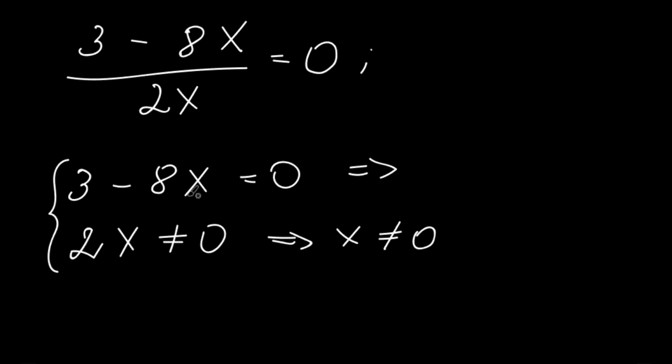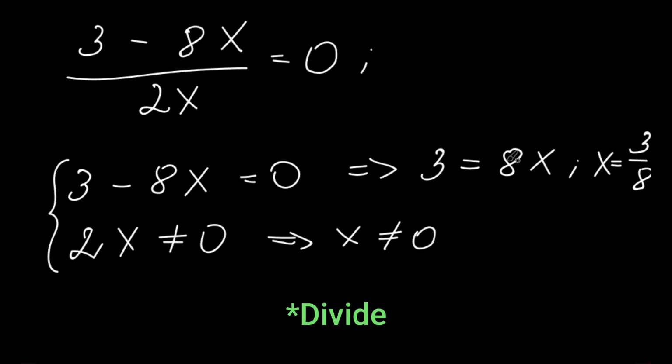Let's move 8 to the other side. We get that 3 is equal to 8x. Don't forget that when we are moving a number to the other side of the equation, the sign changes. And we get that x is equal to 3 over 8, because we divide both sides by 8. And we solved our equation. Our answer is 3 over 8.